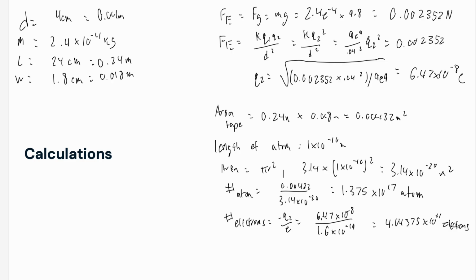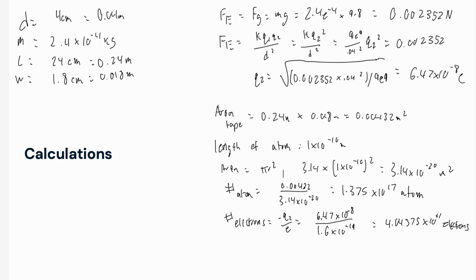If you look at the results and the calculations that I did, you can see that it gets to the same result and conclusion that the model does. If you look at the top left, you can see the measurements I made. First, the distance between the two tapes is 4 centimeters or 0.04 meters. The mass was 2.4 times 10 to the negative 4th kg. The length was 24 centimeters or 0.24 meters. The width was 1.8 centimeters or 0.018 meters.